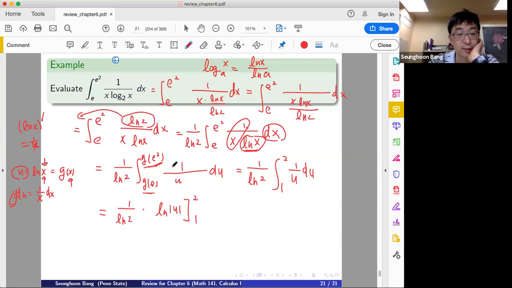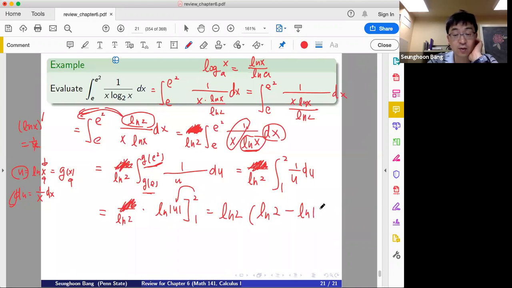Oh, sorry, my mistake. Could you find my mistake? Here, only take out ln of 2. Oh no, we don't have a fraction. Sorry about that. Just ln of 2. Here, ln of 2 times ln of u from 1 to 2. Keep ln of 2 and plug 2 into u. The ln of the absolute value of u is ln of 2 minus ln of 1. The ln of 1 is 0. So the answer is ln of 2 times ln of 2.